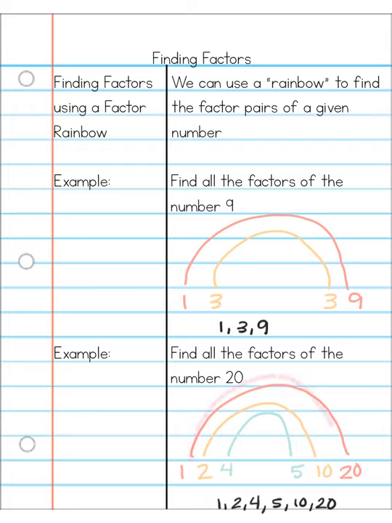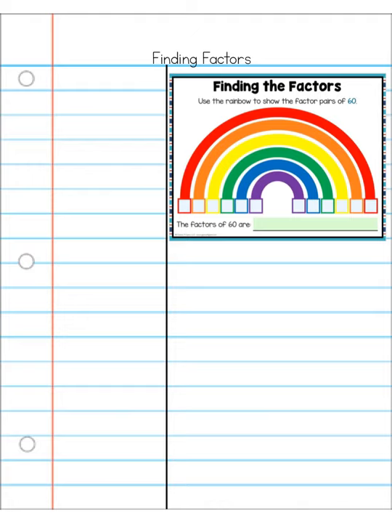So 1 and 20 is a factor pair, 2 and 10 is a factor pair, and 4 and 5 is a factor pair. Now I want you to use the factor rainbow to try and find all the factors of 60.